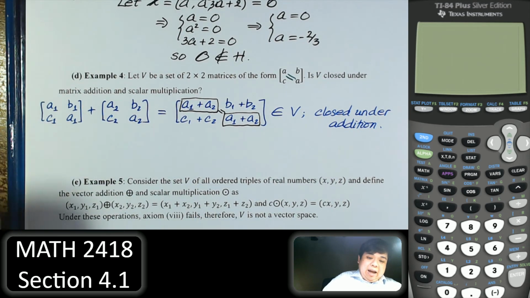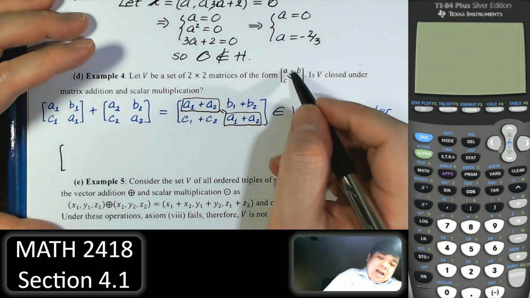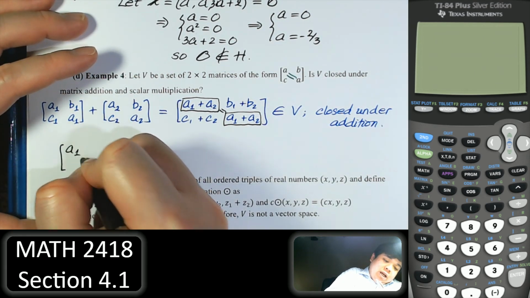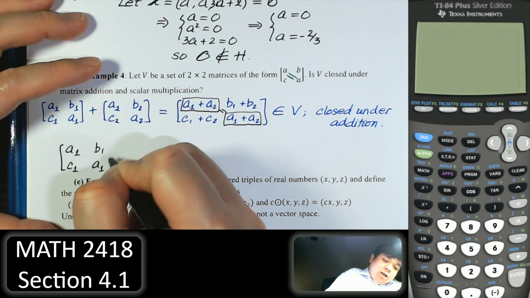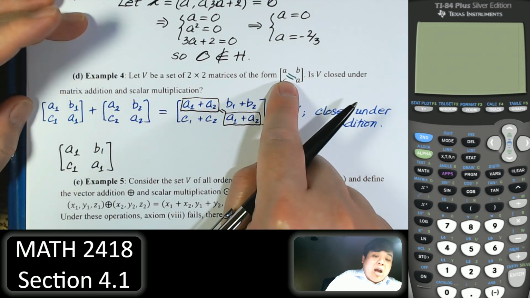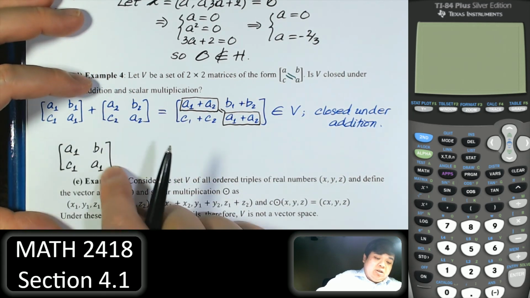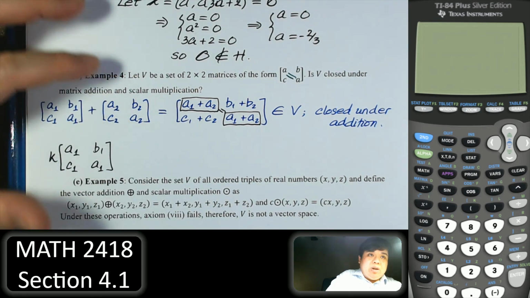Right, now scalar multiplication. For scalar multiplication, we pick a point that has this form. So maybe [a1, b1; c1, a1]. Once again, this is in V because it has the characteristic of an element in V: the diagonal entries are equal. Now if we multiply it by a constant, let's say k.